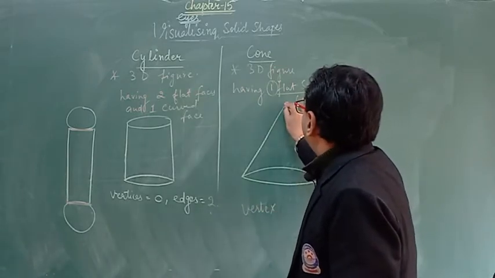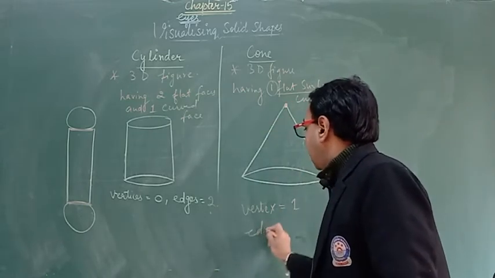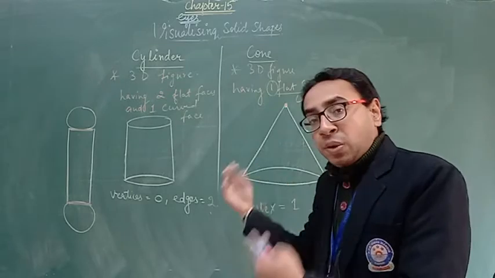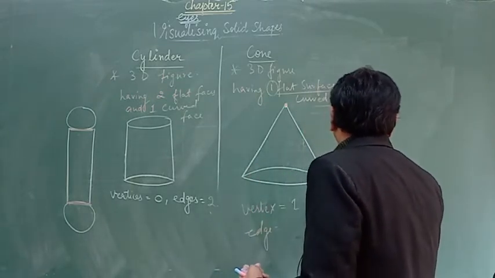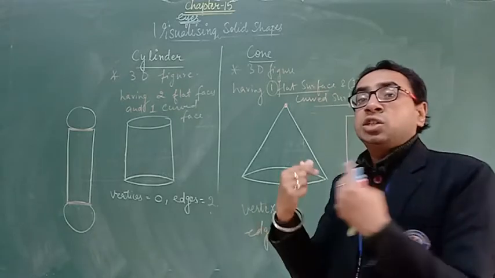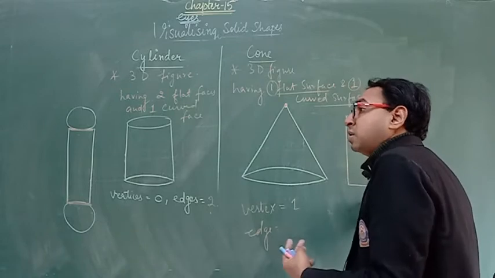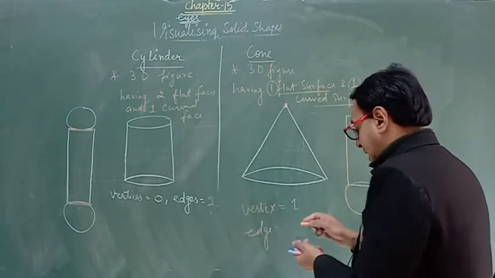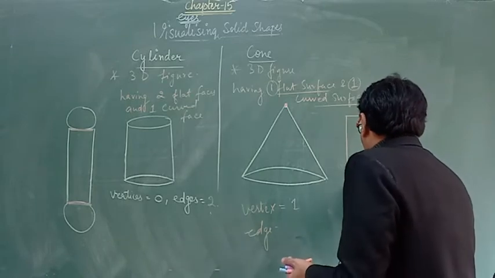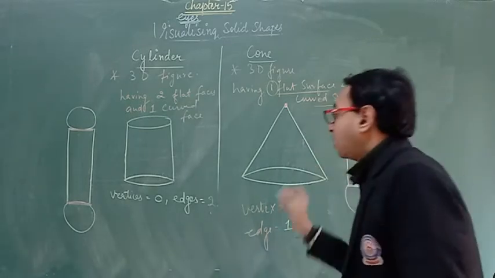Yes, we have one corner. We have one corner, that is why vertex is 1. Let's observe the edge. Now if I open the cone, it will look like this: a flat. The curved part will change into a rectangle. If I open it, this circle will remain as it is, as a circle, like this. Hence, can I say that a cone is having one edge where two faces are meeting? Yes, it has one edge.